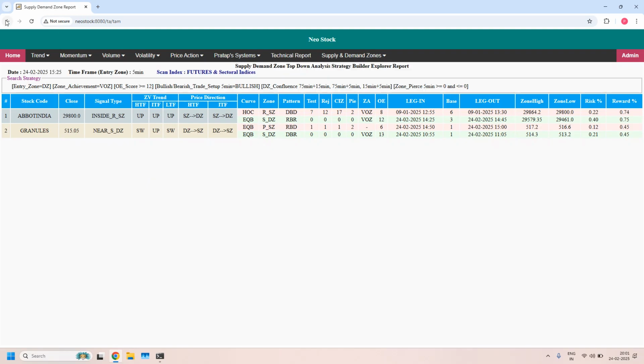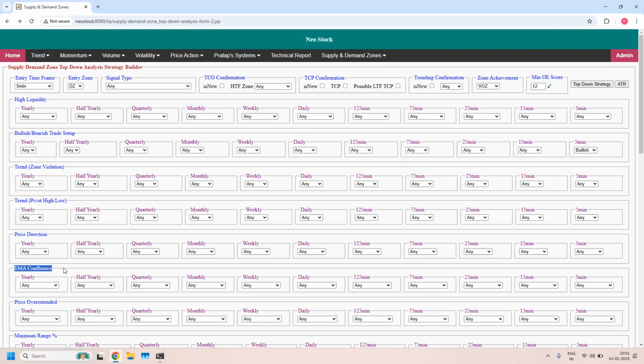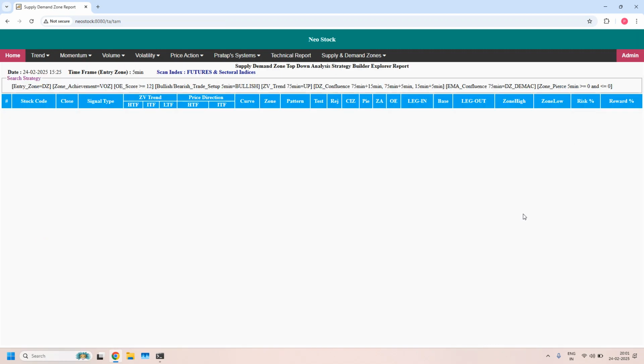5 minutes demand zone. Let's verify. In the EMA confluence at 75 minutes time frame, I am setting that 75 minutes demand zone having daily EMA confluence or not, and trend should not be sideways at 75 minutes. So I am selecting up because it is a bullish trade setup. So we don't have any stocks. That stock is not having EMA confluence. So this is a bullish trade setup for hourly income trade.